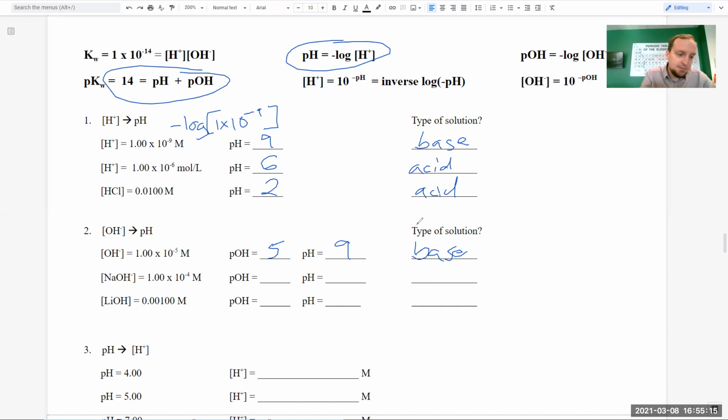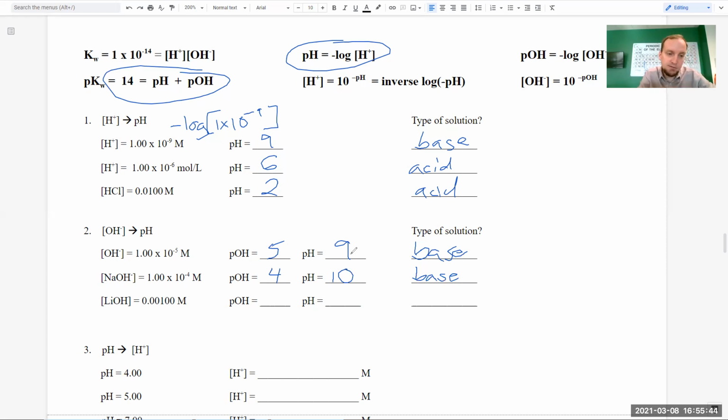The next one, I'm going to type in negative log of my OH concentration, which is 1.00 E negative 4, and that would be 4. All right, so if the pOH is 4, that means the pH must be 10 because 4 plus 10 gives me 14. A pH of 10 is a base. Again, it is 10 times more basic than this one, or 10 times less acidic than this one, again, depending on your perspective.